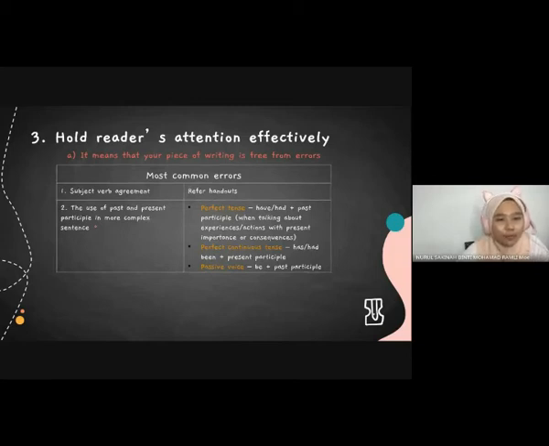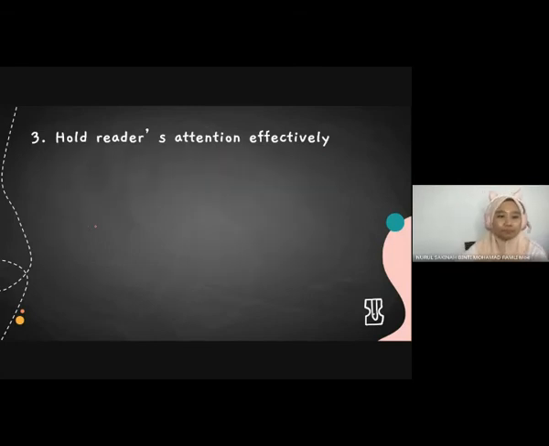Okay, I have actually provided you the handout on subject-verb agreement. So I think there are 10 situations where you should consider the use of verbs with the subjects.